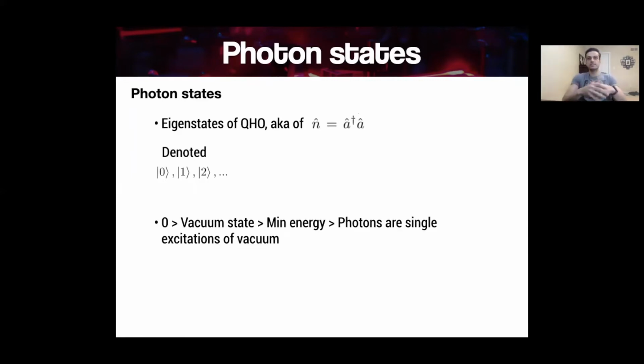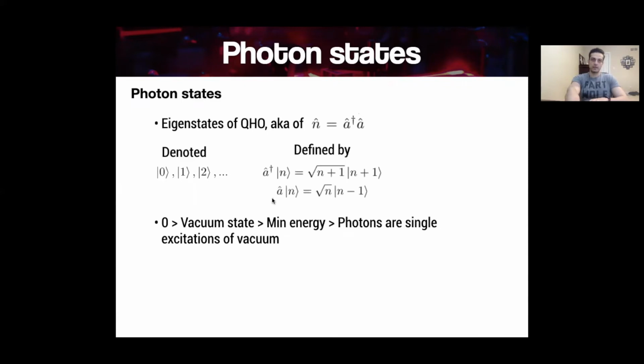Just to be clear, since some people might get confused on this, the 0 ket isn't the 0 vector. The 0 ket is the vacuum state. It's a minimum energy state. It is a photon state.